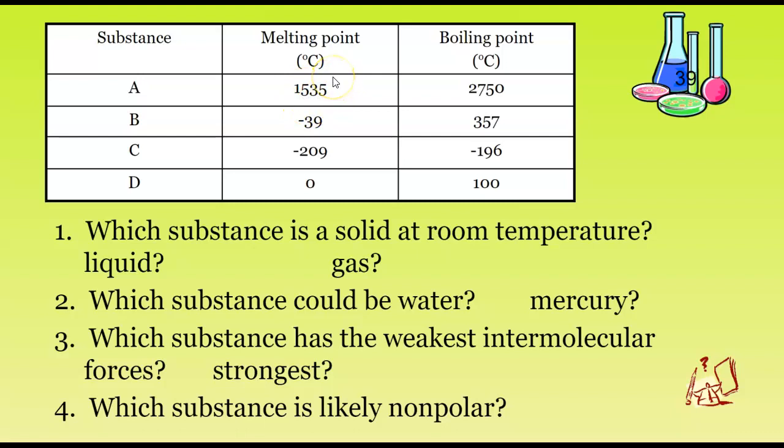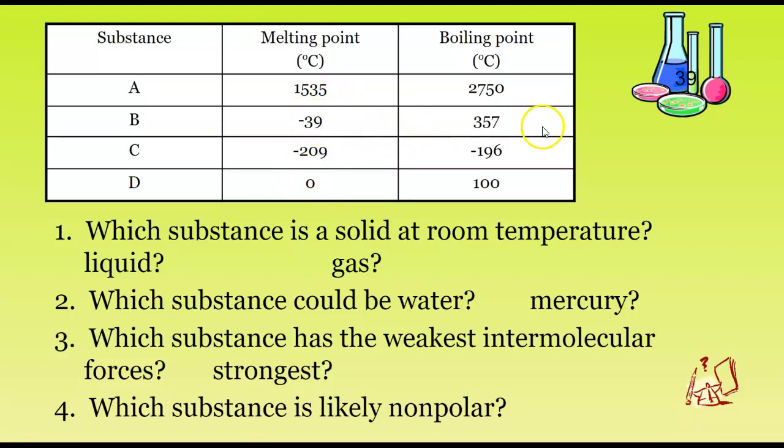This one is 1535 degrees Celsius, way above 0. It is definitely not melting there. This has got to be a solid. All right, what's a liquid? Well, now that we've looked at melting, we're looking at liquid. So we know these three are not a solid. They have to be either a liquid or gas.